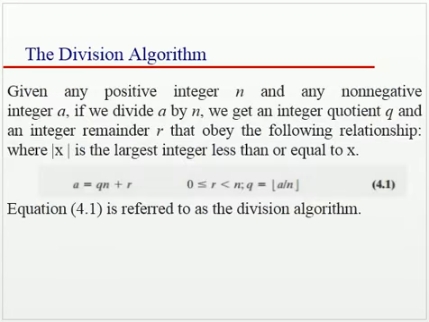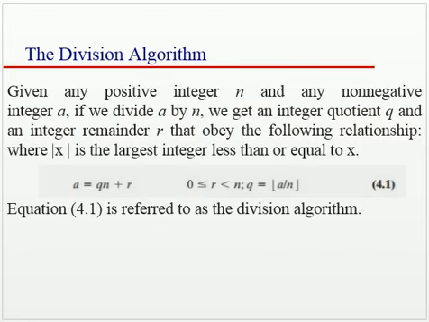Now let us discuss the division algorithm. Suppose we are given any positive integer n and any non-negative integer a. If we divide a by n, then we get an integer quotient q and an integer remainder r that obey the relationship a is equal to qn plus r, where 0 is less than or equal to r less than n. This equation is referred to as the division algorithm.